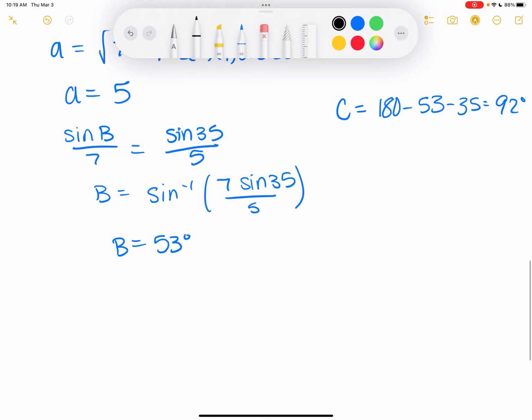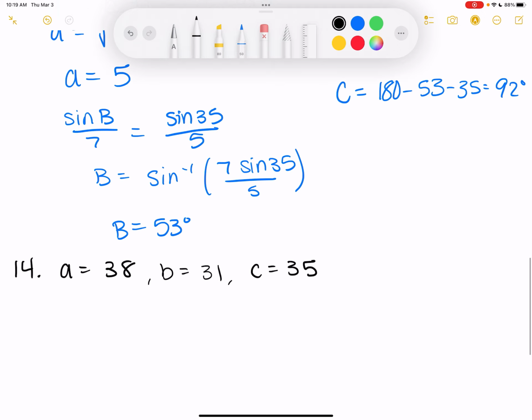They don't give you the triangle. Side, side, side. Kate. 14. But I wanted the shorts. A is 38. B is 31. C is 35.